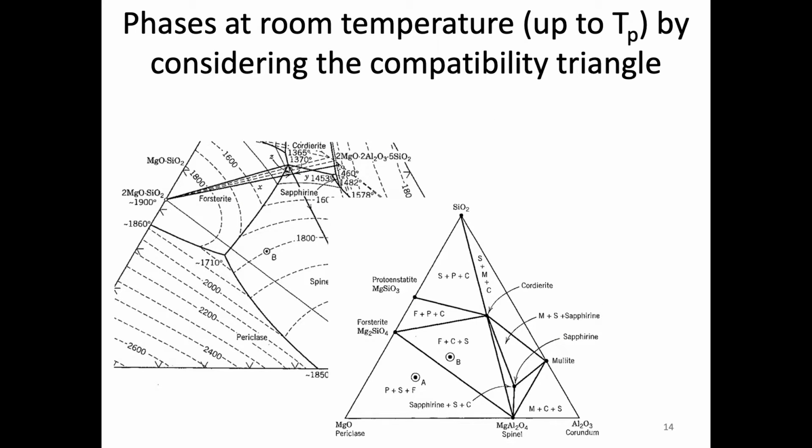Secondly, we want to look at what phases are present at room temperature up to the peritectic temperature. To do that, we can again turn to the compatibility triangle. Here I'm going to show you all of the compatibility triangles. Again, this is a fairly complicated system, so there are lots of compatibility triangles. But showing you B, we see that we're in this one, the compatibility triangle I showed you on the previous slide. We see that the composition of B is in this compatibility triangle of forsterite, spinel, and cordierite.